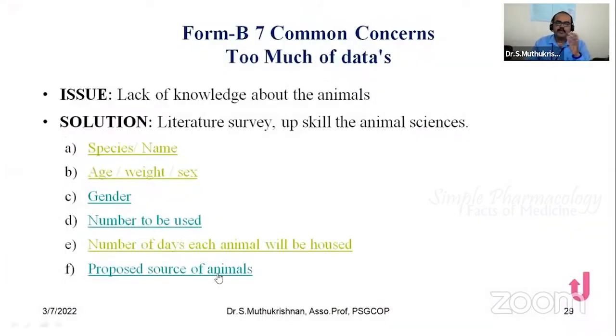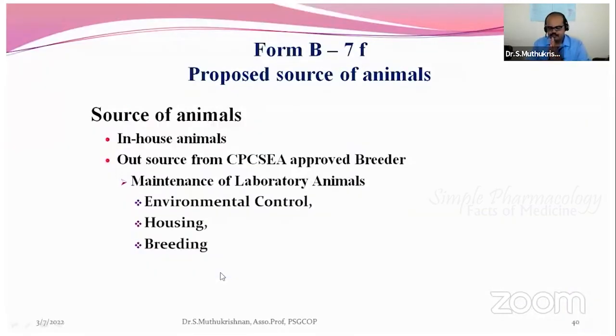Next, proposed source of animals, part 7F. As I said earlier, if it is in-house animals, you have an animal house with a breeder license, and they are also bred, so plenty of animals are available. You can simply give the form, get the animals from in-house, and allow for acclimatization. For that, no problem at all.